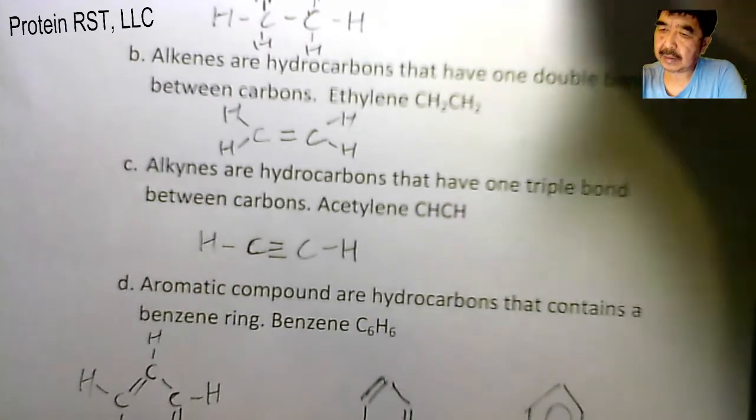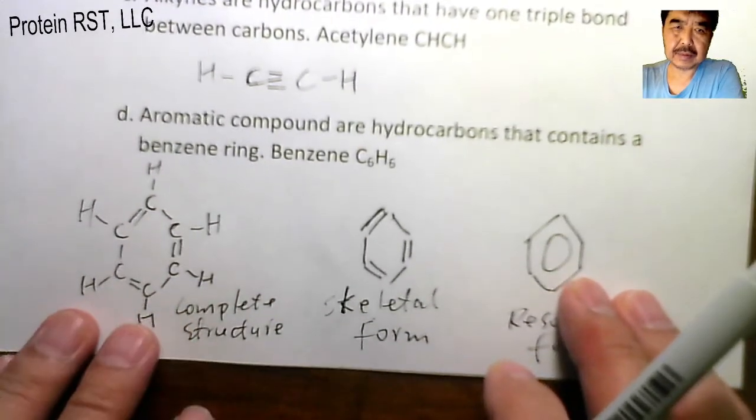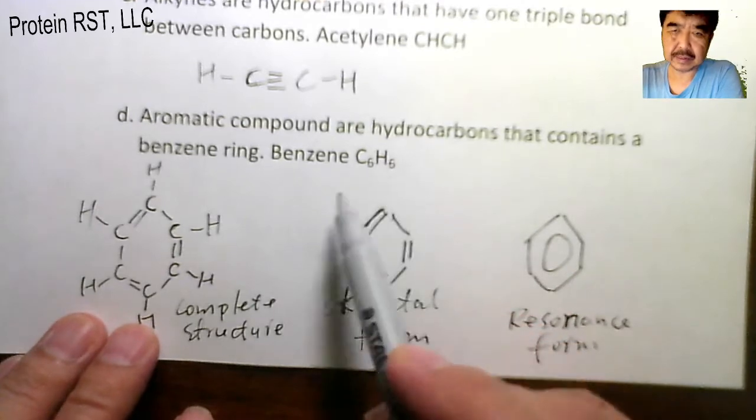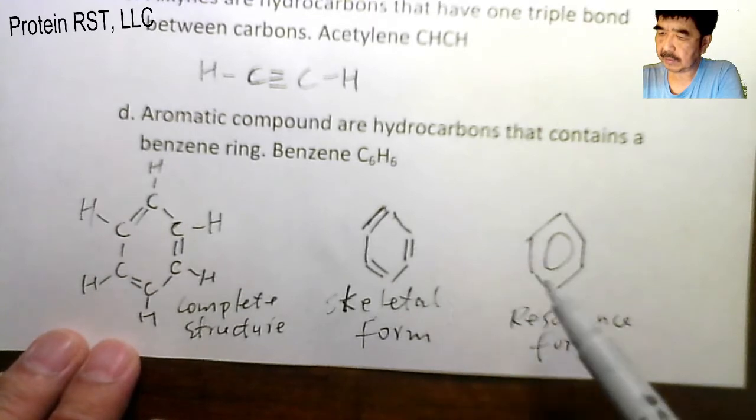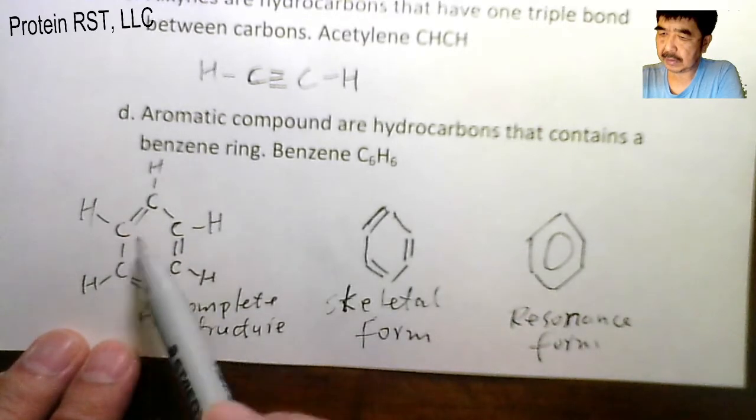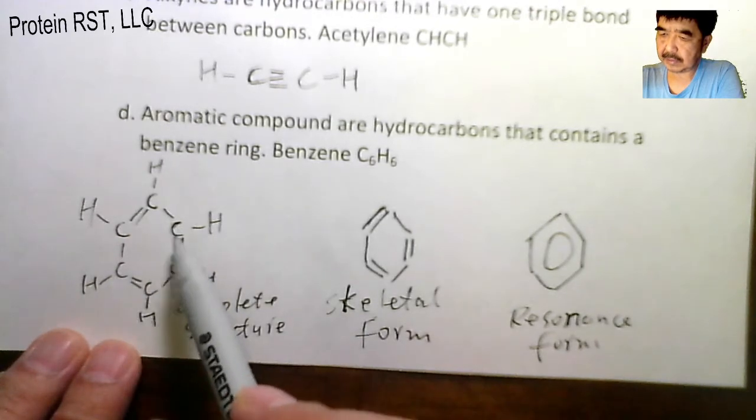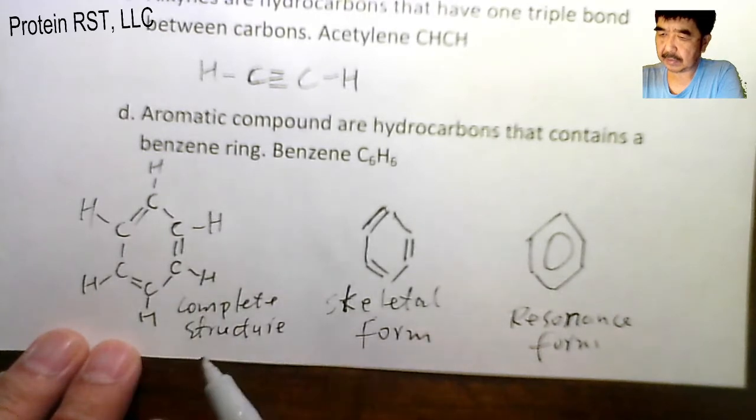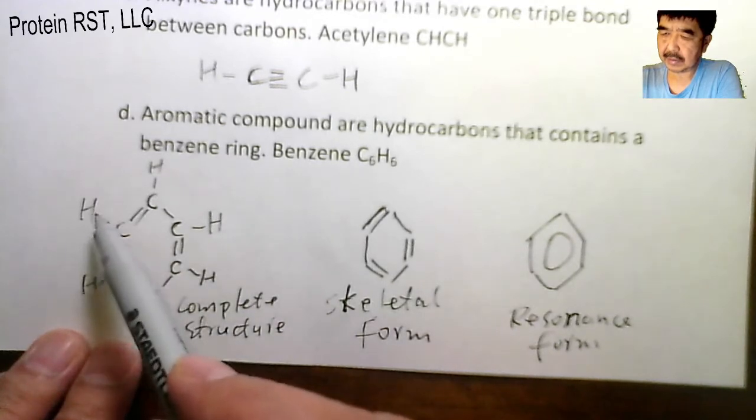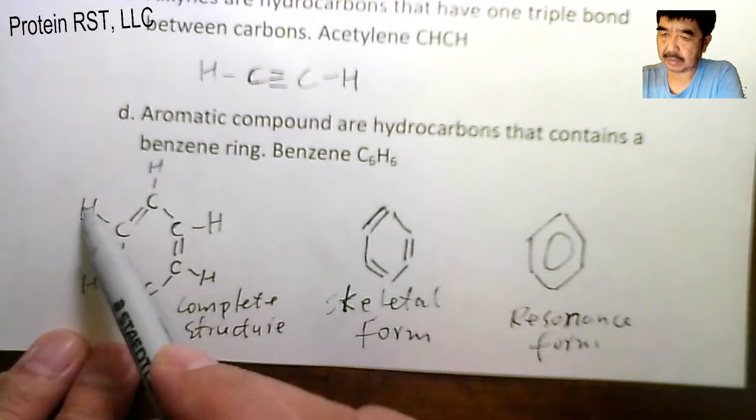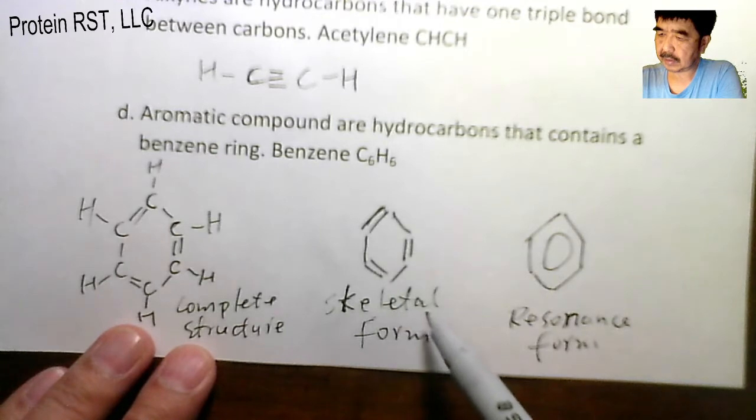The last type of hydrocarbon is called aromatic compound. An aromatic compound is a compound that contains a benzene ring. This is the benzene ring. There are three forms of benzene. The first one is called a complete structure, and you can see 6 carbons and 3 double bonds in the 6-carbon ring, and each carbon has one covalent bond with hydrogen. The one in the middle is called skeleton form.